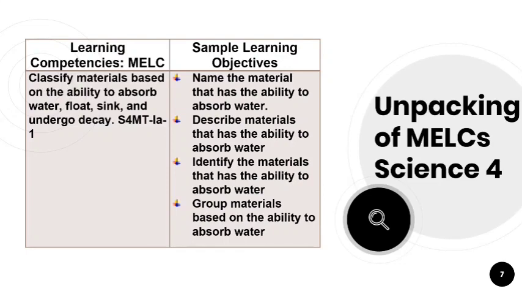This is a learning objective that comes from Science Grade 4: classify materials based on the ability to absorb water, float, sink, and undergo decay. So the sample learning competency was unpacked into several learning objectives such as: name the materials that have the ability to absorb water, describe materials that have the ability to absorb water, identify the materials that have the ability to absorb, and group the materials based on the ability to absorb water.